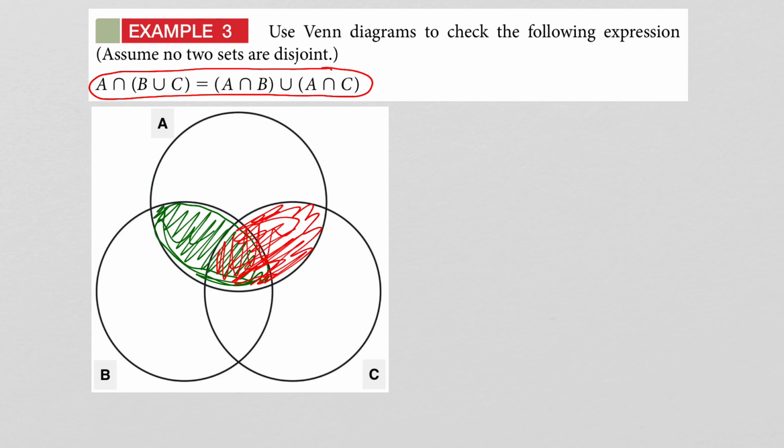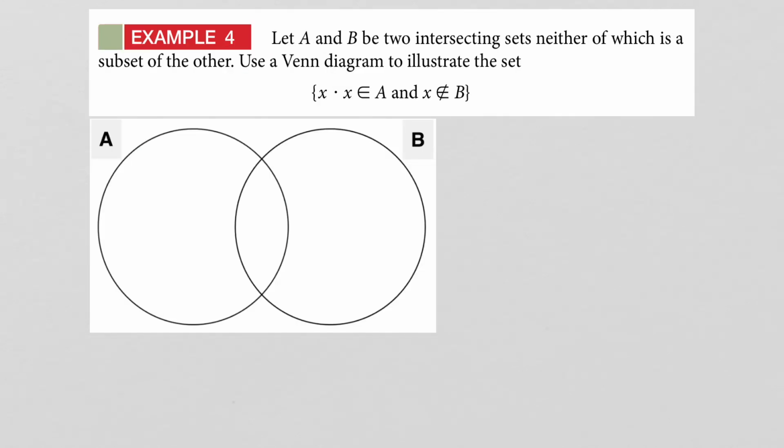Now, don't worry too much about this example. This is just giving you a sneak peek into set theory, and there's so much more that we could be doing here. But for us, we just need a basic understanding of Venn diagrams. All right, one final example here.